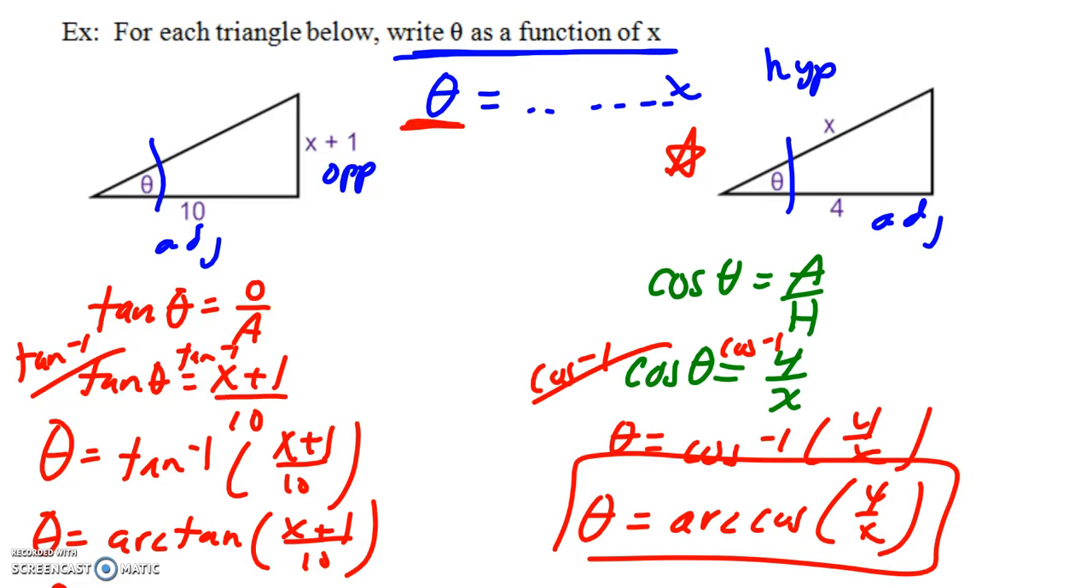All right, guys, let's see how you did. If you picked cosine because of adjacent and hypotenuse, exquisite job. Then if you took the inverse of both sides after you plugged in 4 over x and got theta equals inverse cosine of 4 over x, if you remembered to change that to arccosine of 4 over x, you got it perfectly right.